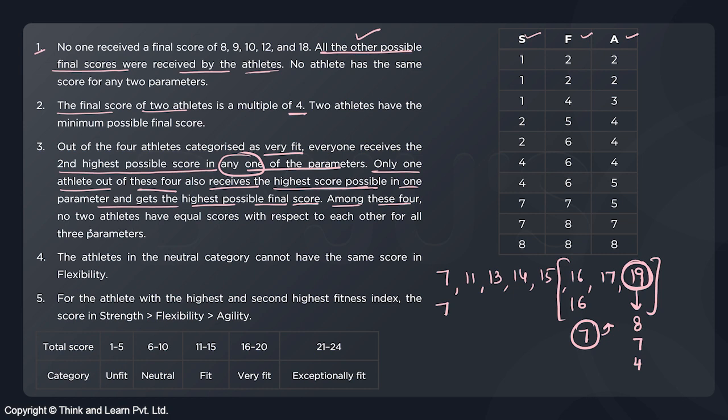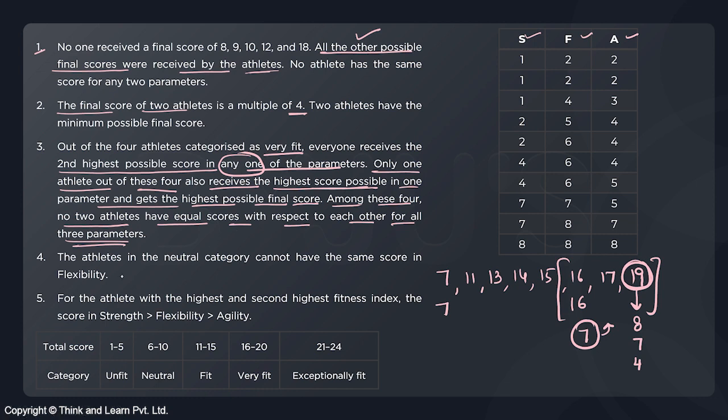Among these 4, no two athletes have equal scores with respect to each other for all three parameters. So no person can have the same score in all three parameters. What does that mean? For example, two people who are having scores of 16, they can't have scores like 763, 763 or 754, 754. They can't have the same score in all three parameters. That's not a possibility. Right?